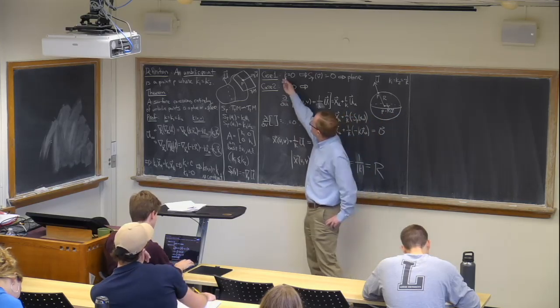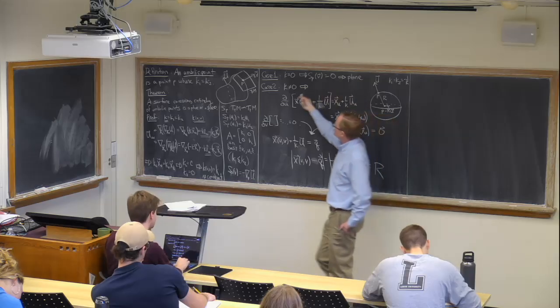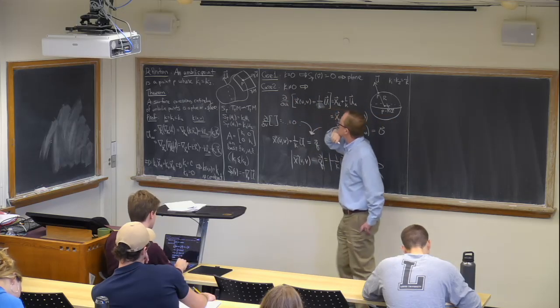Case 1, if k is 0, shape operator is 0, you get a plane, easy. Case 2, k is not equal to 0.